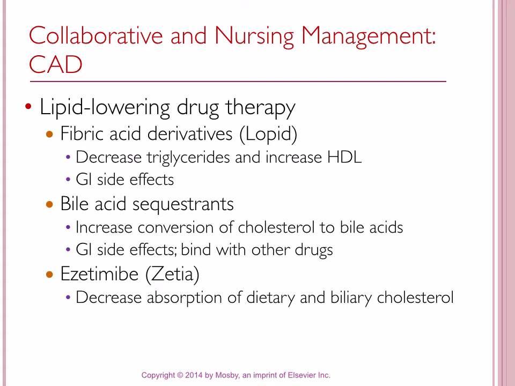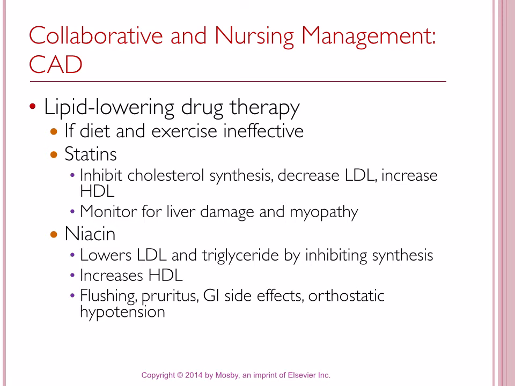There is another lipid-lowering drug therapy, another category in this, called fibric acid derivatives. They work by aiding the removal of VLDLs and increasing the production of apolipoproteins. They are the most effective drugs for lowering triglycerides and increasing HDLs. They also have GI side effects. Then there are bile acid sequestrants, which increase conversion of cholesterol to bile acids, and they also have GI side effects. There's another kind, Zetia, which decreases absorption of dietary and biliary cholesterol. Let's go back. I would be more interested in the lipid-lowering drug therapy, statins and niacin, okay?